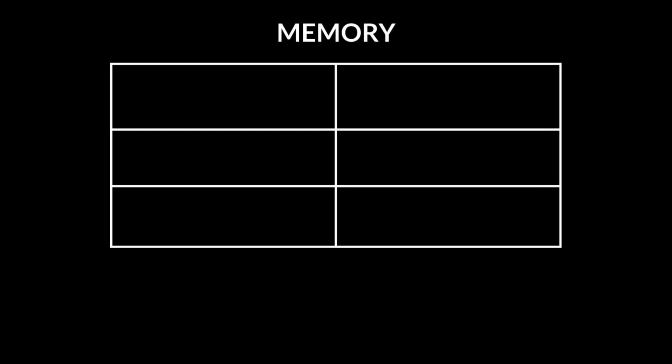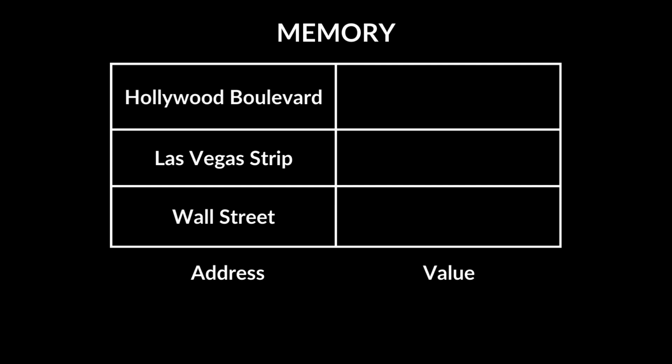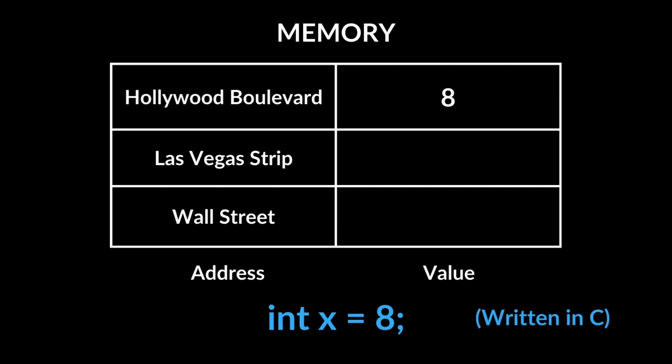Pointers in 59 seconds. To understand what a pointer is, let's first understand how memory works. In our example, memory has an address and a value. The address is the location of the memory. The value is the data stored at that location. For example, this means the value 8 lives at location Hollywood Boulevard.